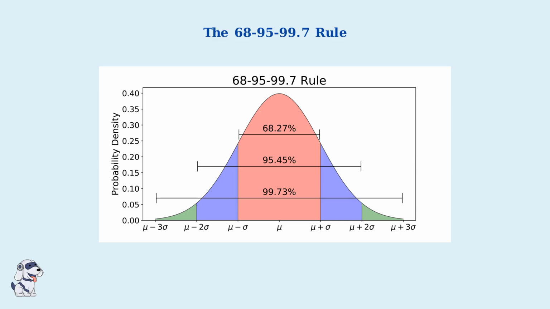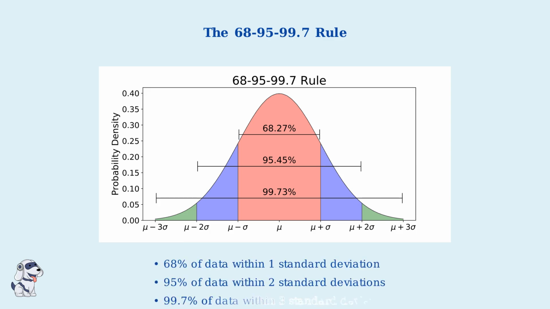For normally distributed data, we can use the empirical rule, also known as the 68-95-99.7 rule. This rule tells us that in a normal distribution, approximately 68% of data falls within one standard deviation of the mean, 95% within 2 standard deviations, and 99.7% within 3 standard deviations.